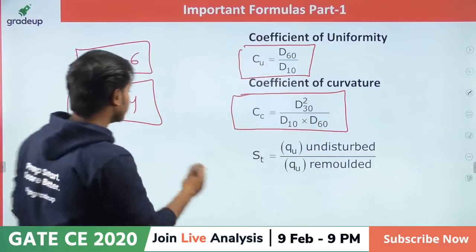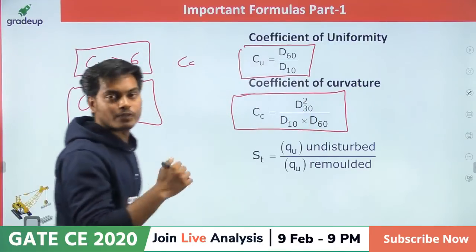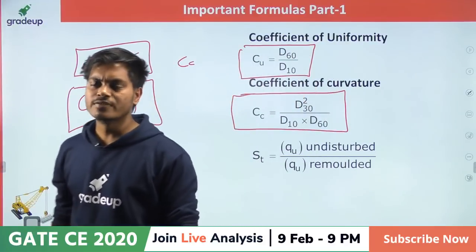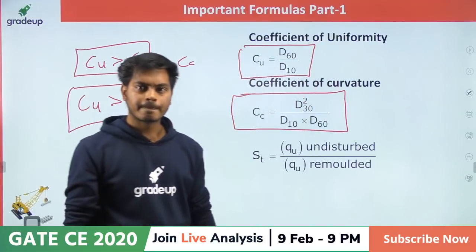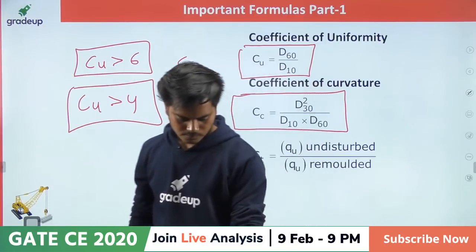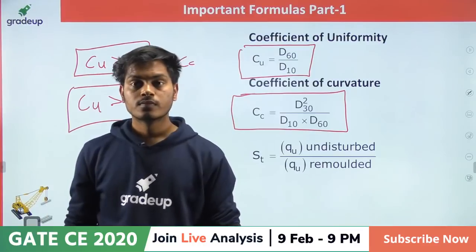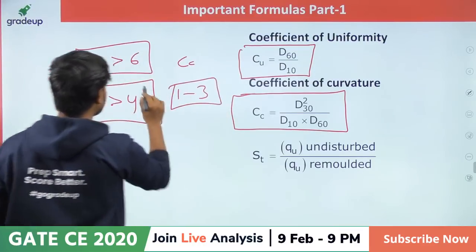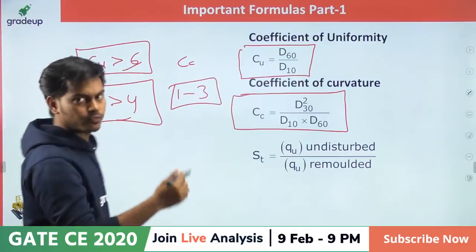अच्छा, CC की range क्या रहती है? What will be the range of CC for well graded? Both sand and gravel. 1 से 3, बहुत सही. So everyone know this one thing, that this is 1 2 3 and this is 6 and 4, not 1 2 3, 1 से 3.